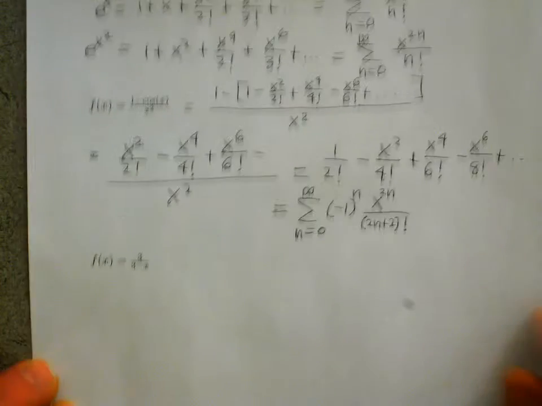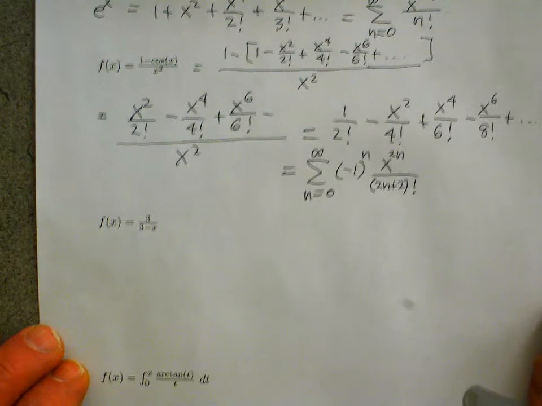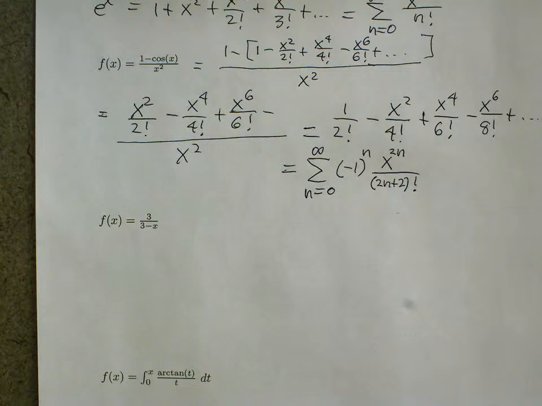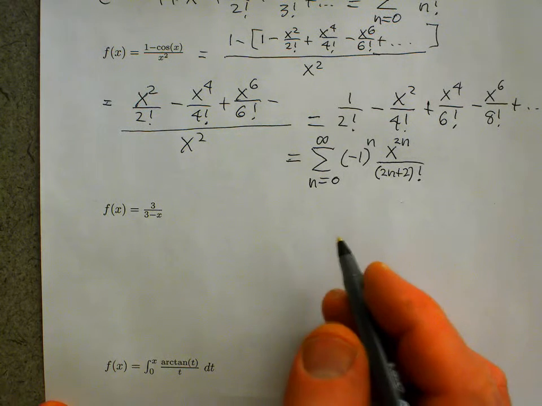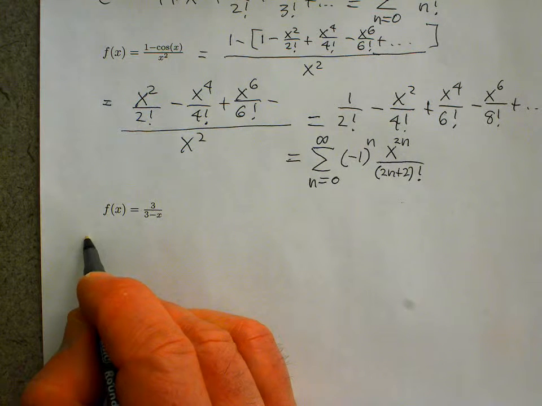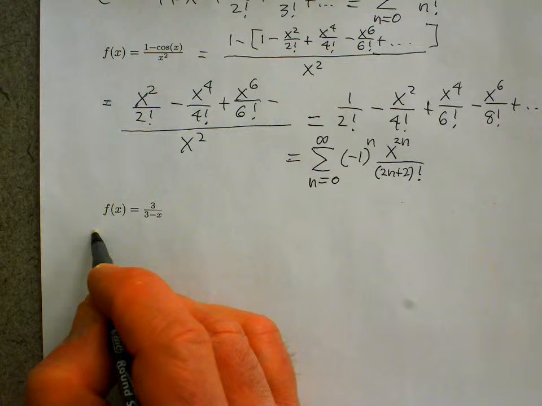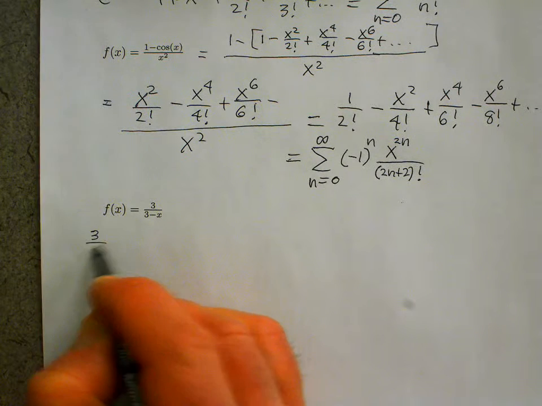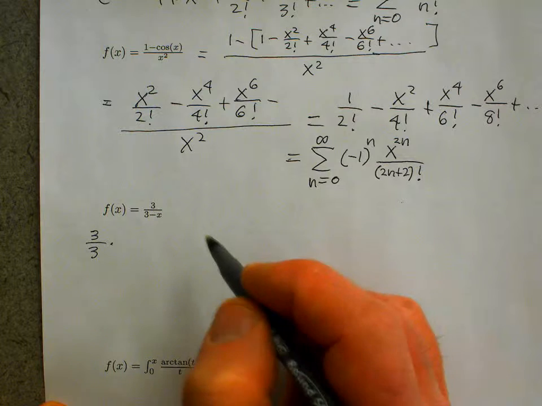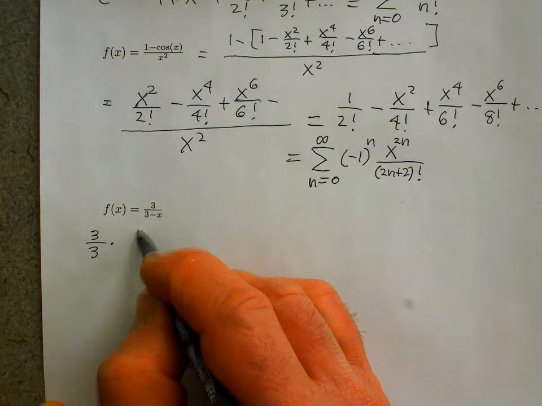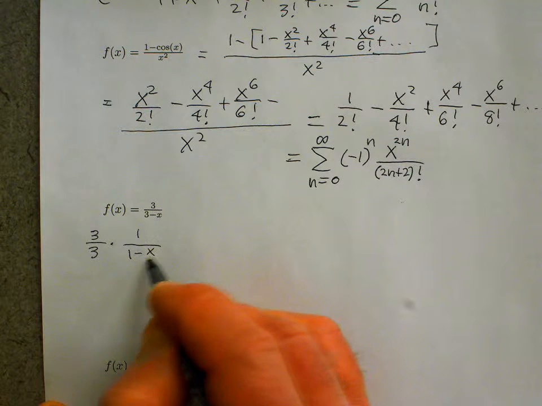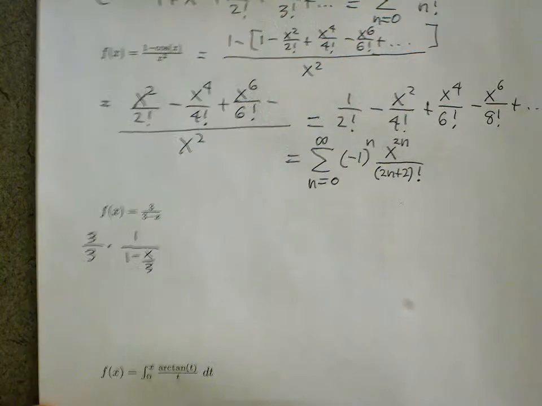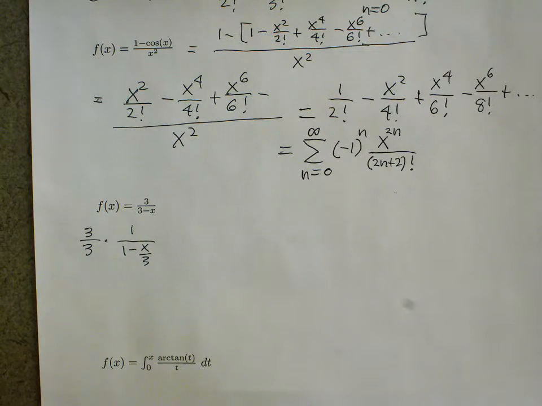Okay, what about the next one? f of x equals 3 over 3 minus x. Well, the way I would start this one, I'll factor 3 out of the denominator. And so we get 1 in the numerator, and in the denominator, 1 minus x thirds. And 3 over 3 is 1.